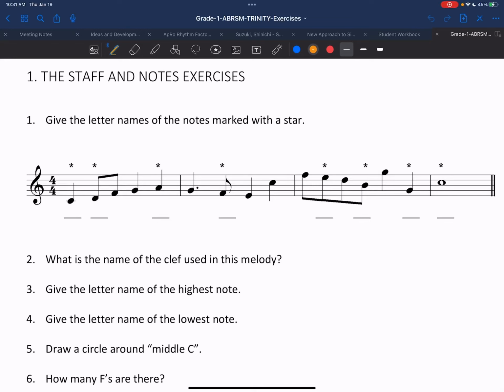Hi everybody, this is the answer key for the grade 1 music theory exercises. So we're going to start with page 1, the staff and notes exercises.